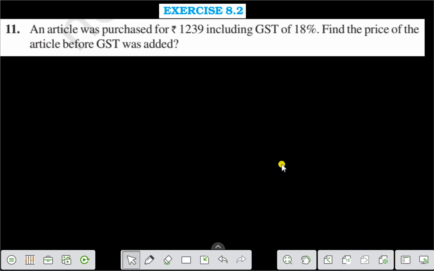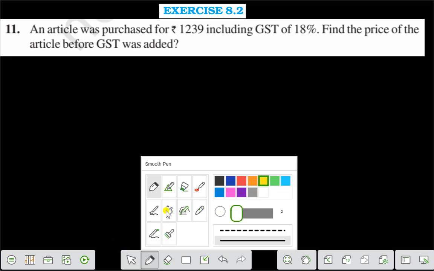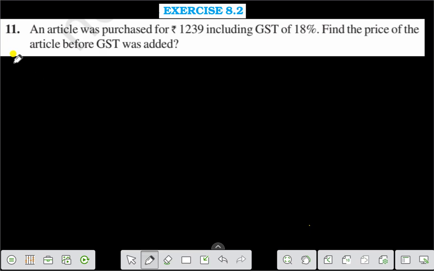Hello everyone, today we'll discuss exercise 8.2 question number 11. An article was purchased for rupees 1239 including GST of 18%. Find the price of the article before GST was added. Let us find. Here, it is given that GST is 18%, right?